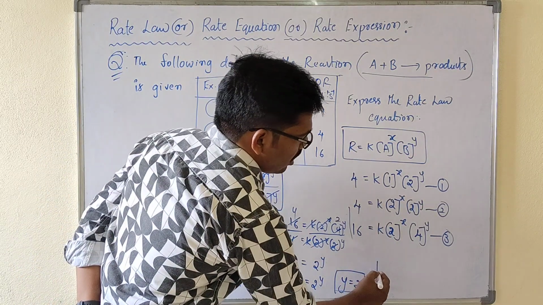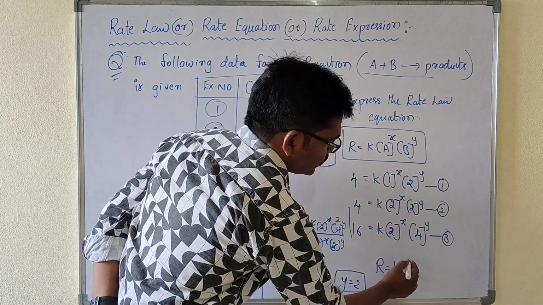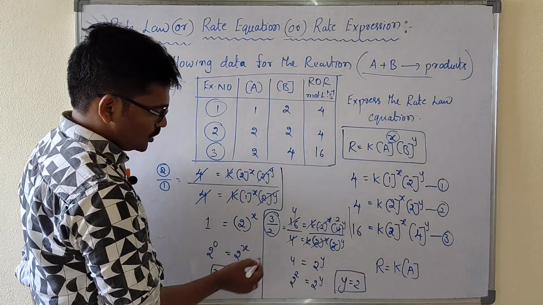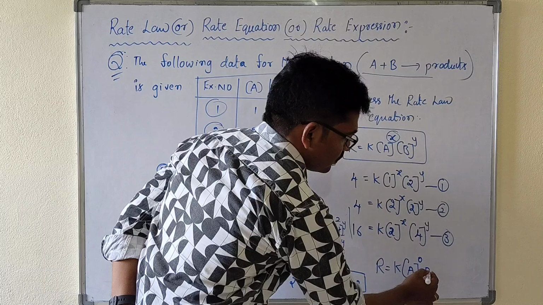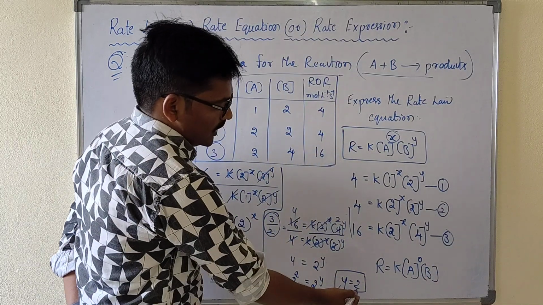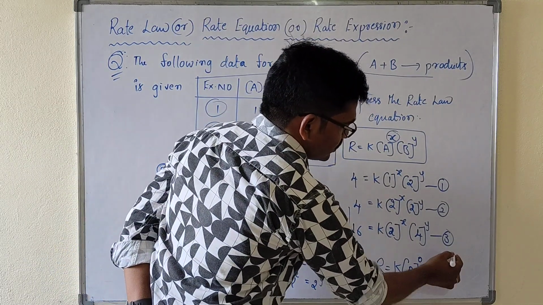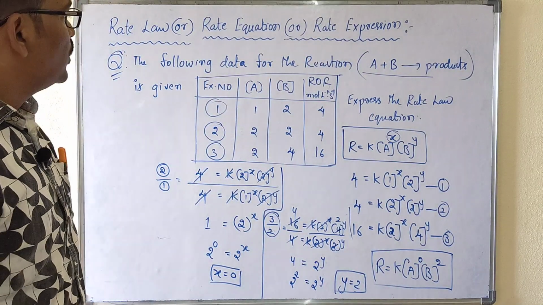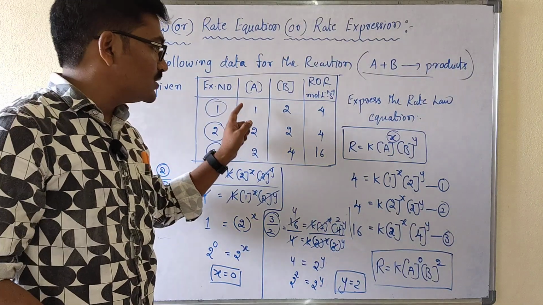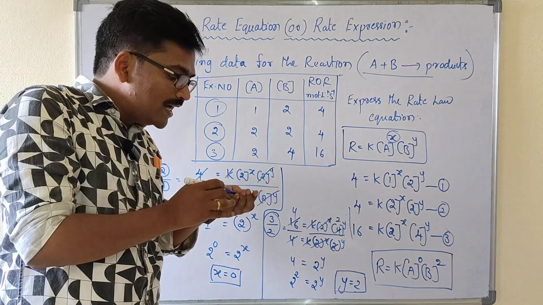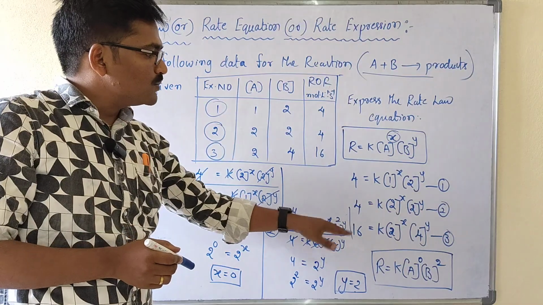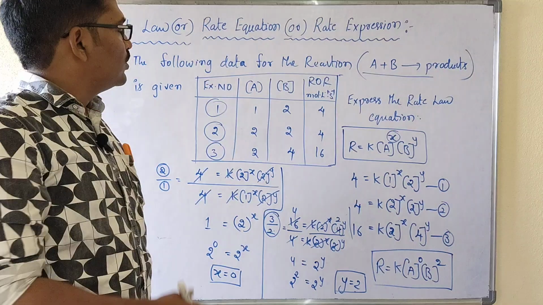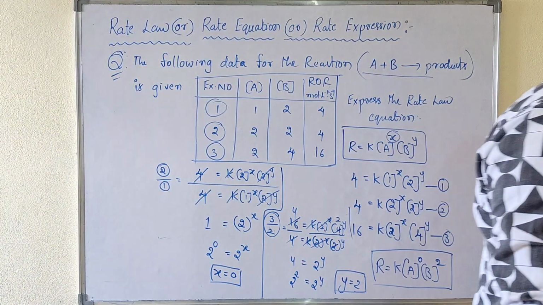So now the rate law, r equals k into a power x, in the place of x you have to take 0, then b power y, in the place of y you have to take 2. So this is the rate law for this equation. Understand, my dear students? In case such type of experimental data is given, you have to express the rate law by using this. Okay, understand, my dear students? So note this. Then we'll do one more question.